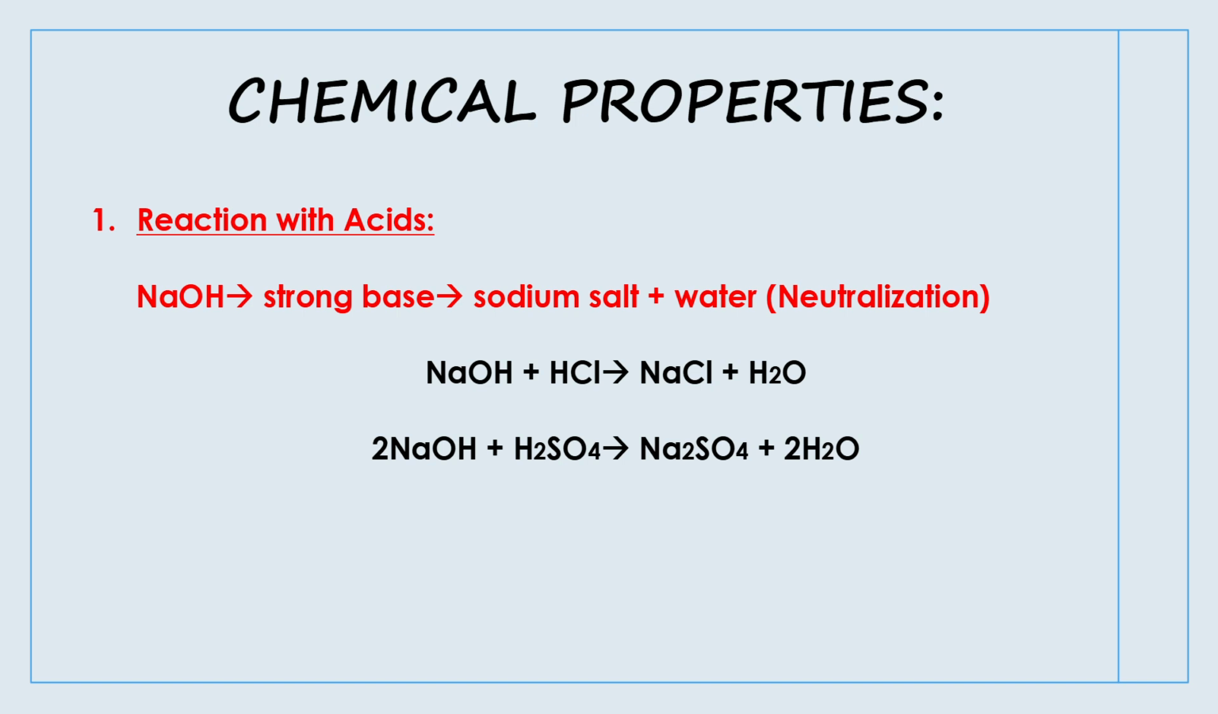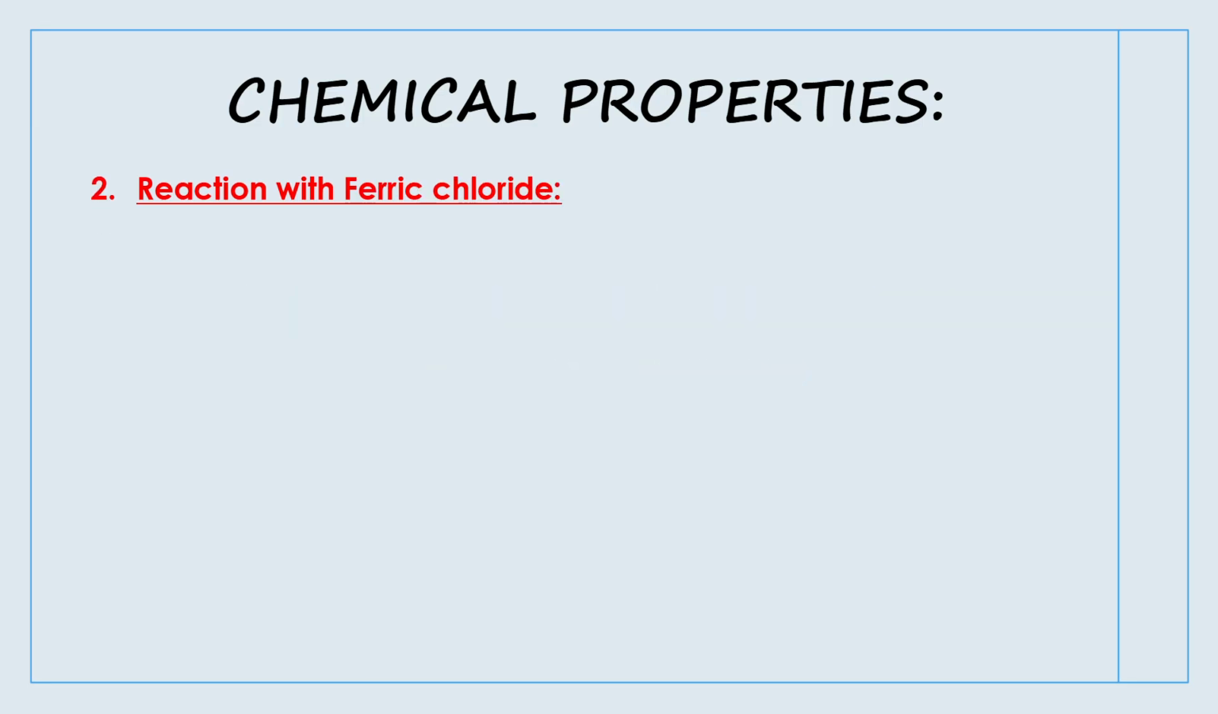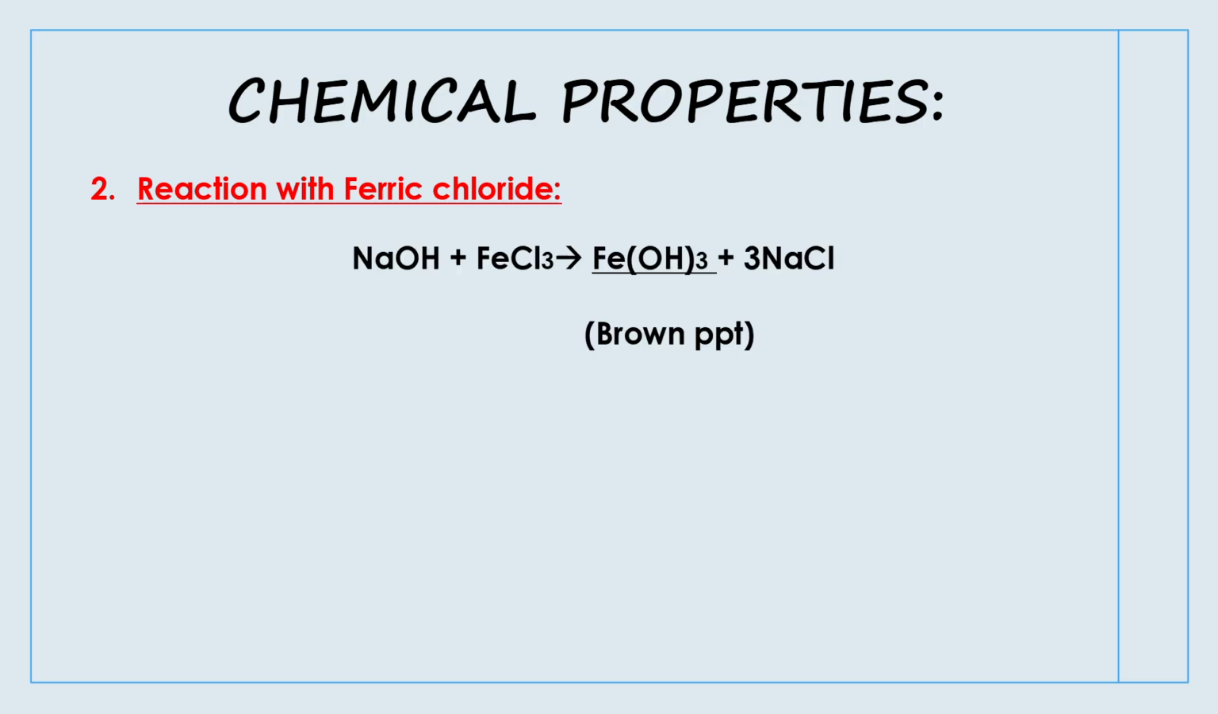When sodium hydroxide reacts with sulfuric acid, it forms sodium sulfate and water. You can see that this is a double displacement reaction. Both the cations and anions are simply replaced with each other. Reaction with ferric chloride. The reaction of sodium hydroxide with ferric chloride gives the ferric hydroxide along with the sodium chloride salt. This ferric hydroxide is a brown colored precipitate.